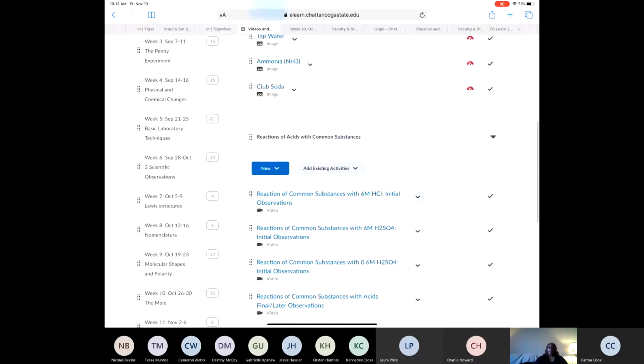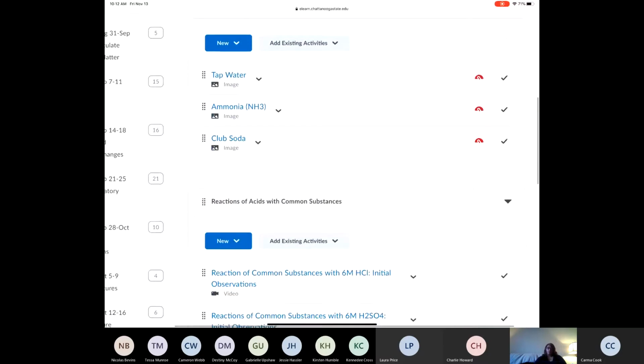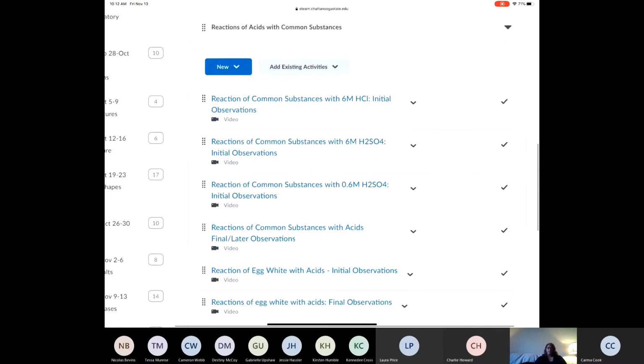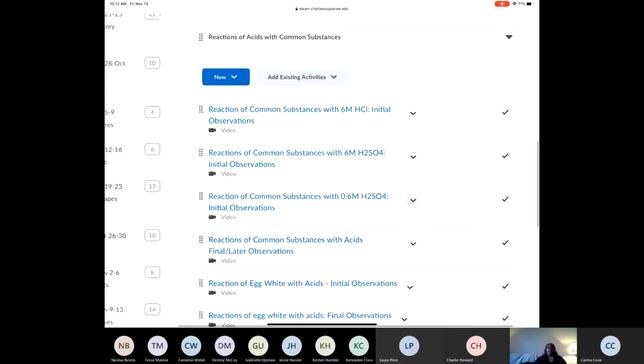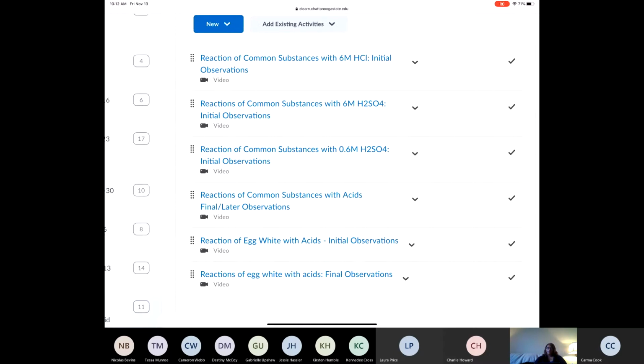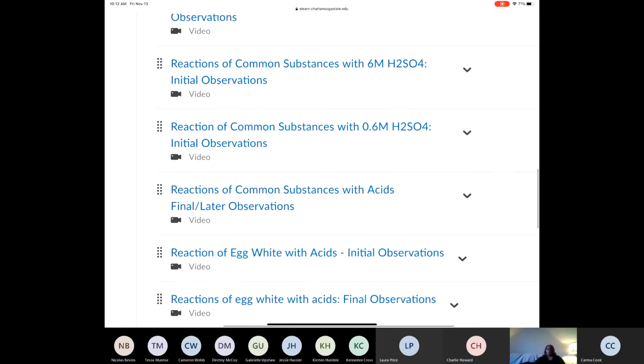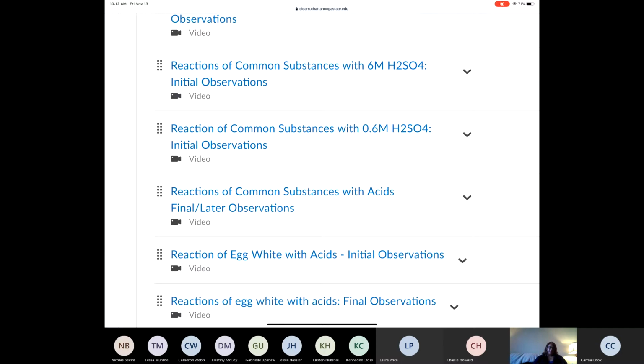So if you go to our eLearn Lab site, where the videos and pictures are, where you access the pH determinations, underneath is a set of videos for reactions of these acids with our common substances. The first videos are for the initial observations of all of the substances except for the egg white. And then the next video is the reactions of the common substances minus the egg white with the acids after those reactions have sat for more than an hour.